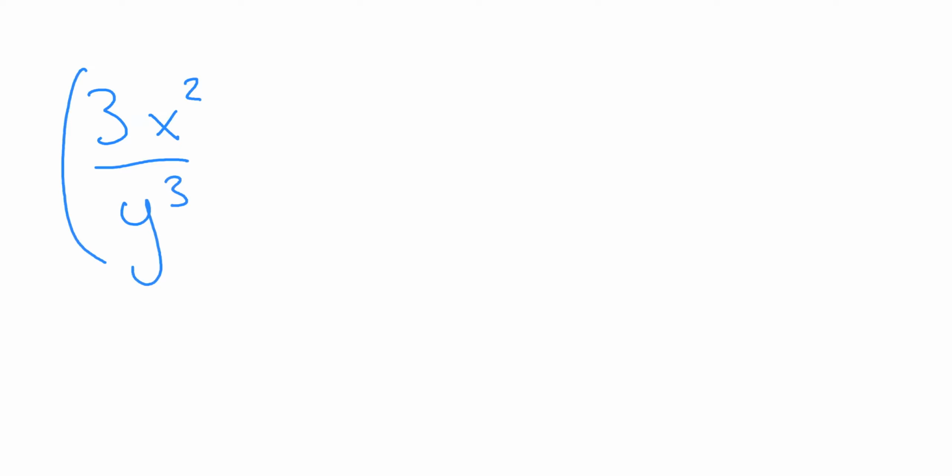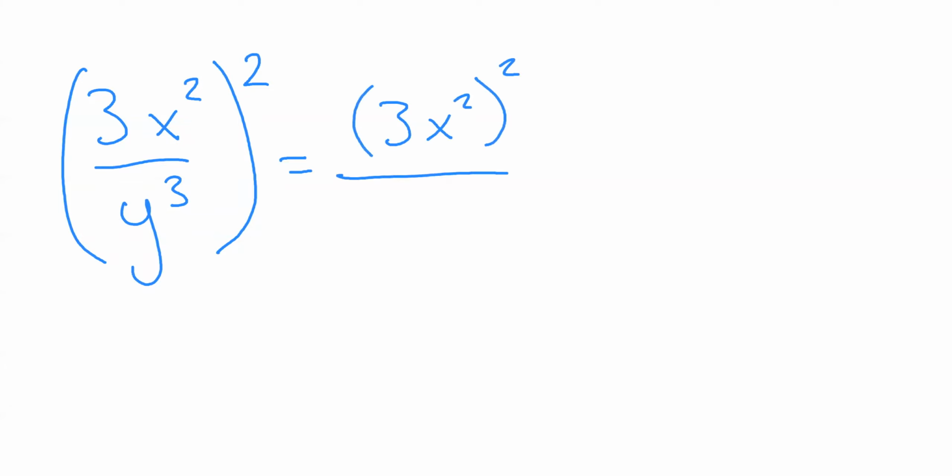Now, problem 3, we've got 3x squared over y to the 3rd, and all of that is being squared. Okay. Well, first of all, we can distribute that power of 2 inside of the parentheses. So we've got our 3x squared being raised to the power of 2, and we've got our y to the 3rd being raised to the power of 2. Or sorry, that's distributing across the division. And now we'll distribute inside the parentheses.